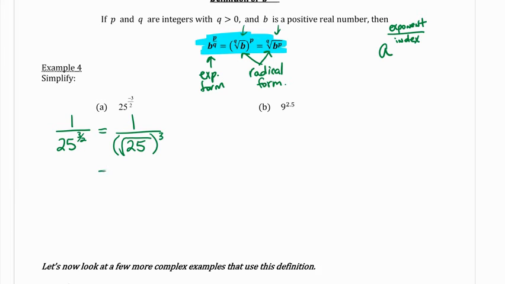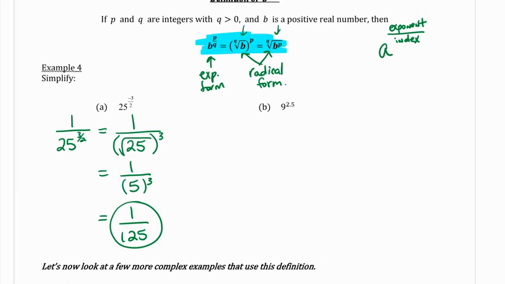So now when I go to simplify, well, I can do the square root of 25. That's a perfect square. So it would just be the 5, and then I still have the cubed. So then 1 over 5 cubed is 1 over 125. Okay. So change to radical form, then you can simplify. Same thing with our other one. We'll do an example here.